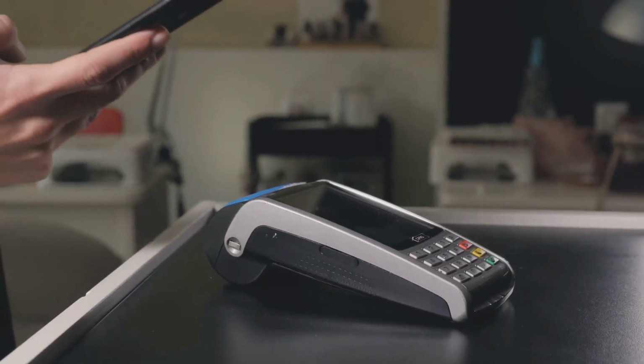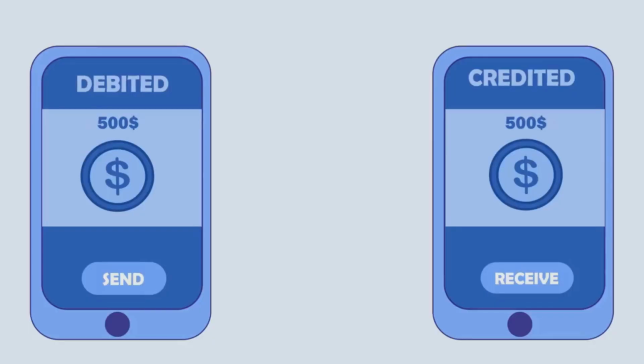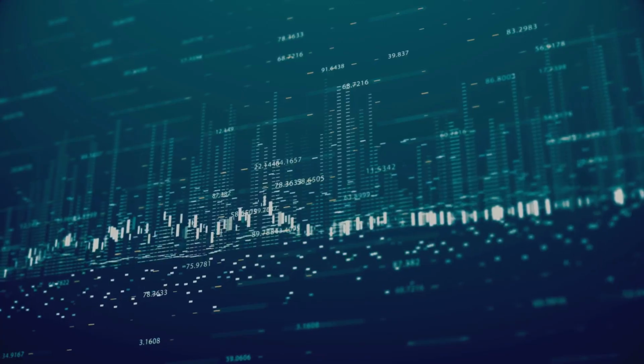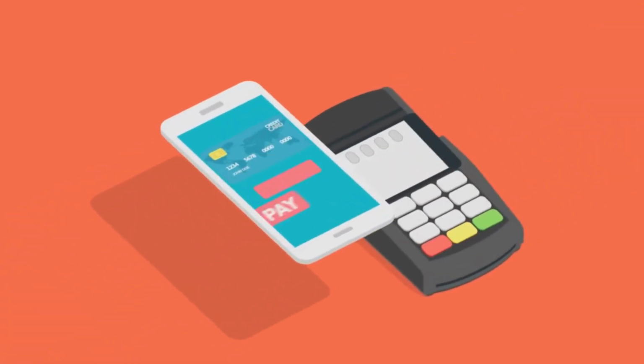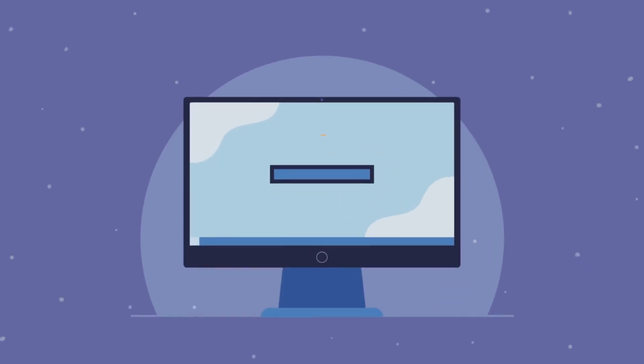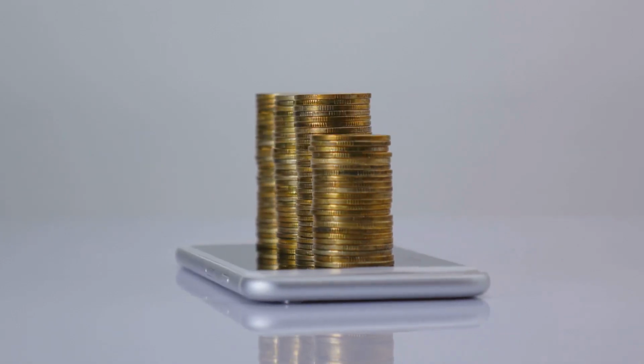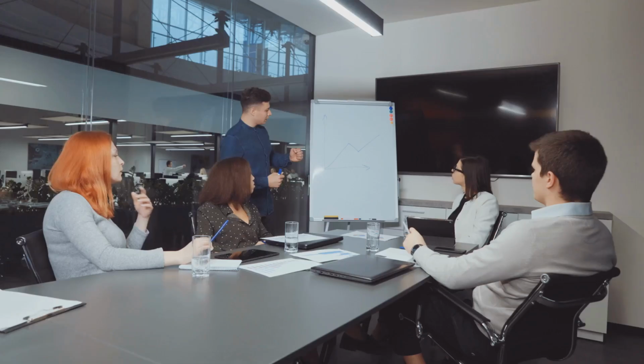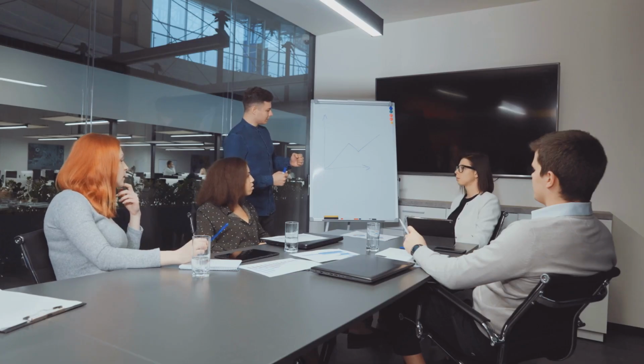But what just happened? Where did the money go? It feels simple, but it's not. This isn't just about convenience. This is a whole new system, a system with layers. Think of it like a stack. Each layer does something different, and each layer is controlled by someone.